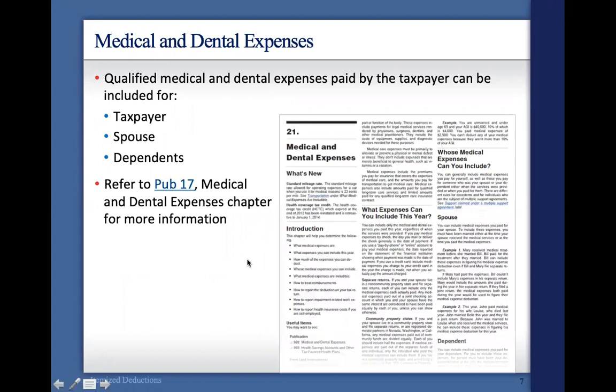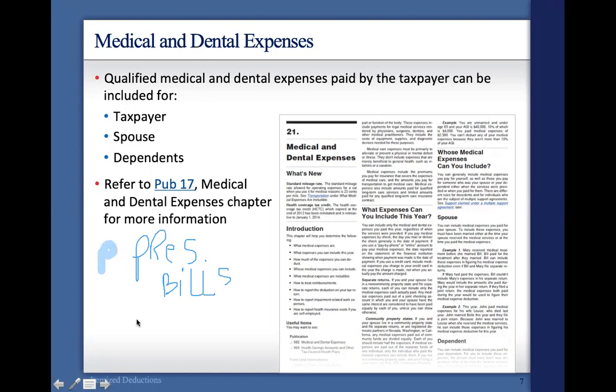There's a lot of different medical and dental expenses that we can talk about here. They are generally things like, of course, prescriptions. Any types of bills that you get from the doctor's office if you had a major surgery, anything like that.